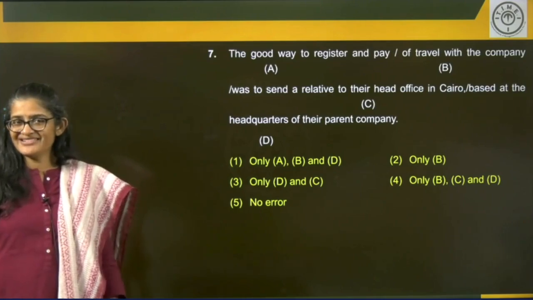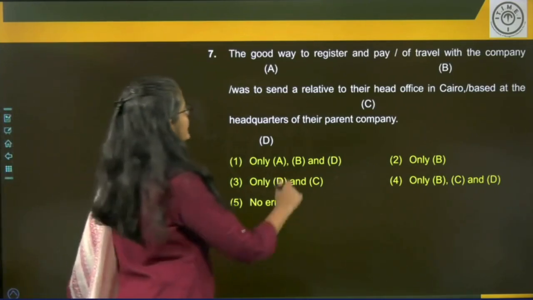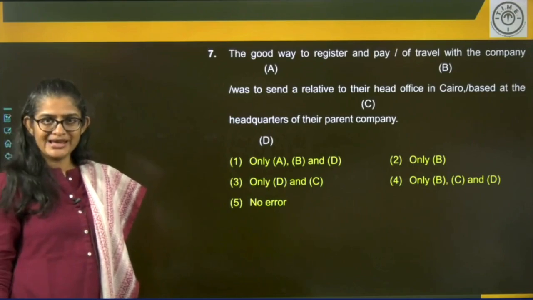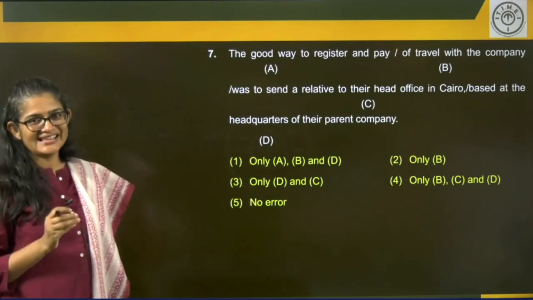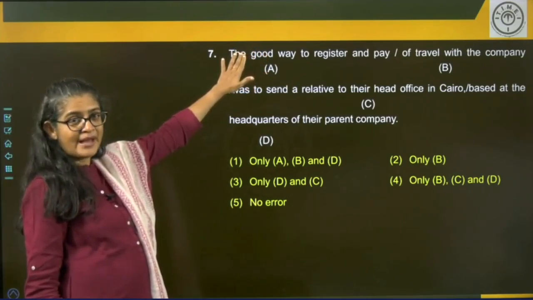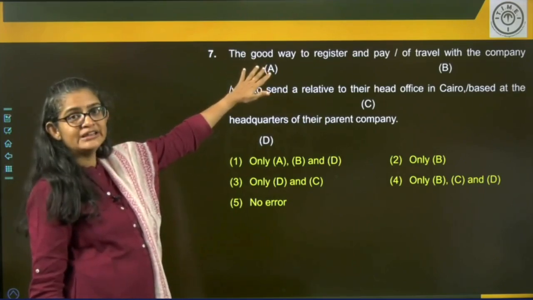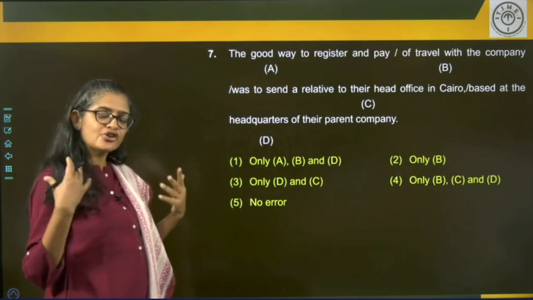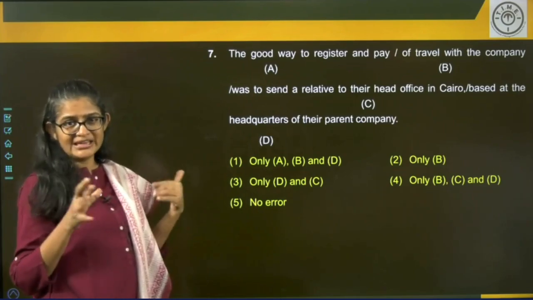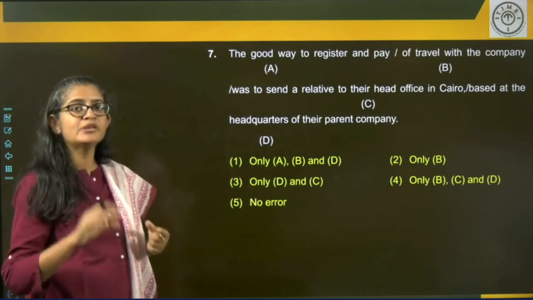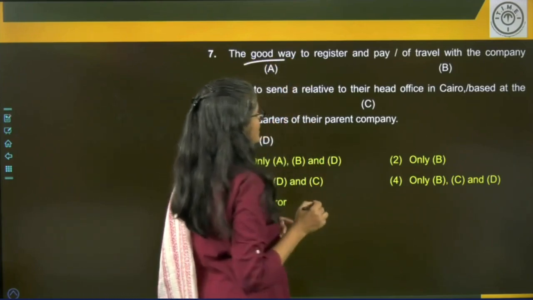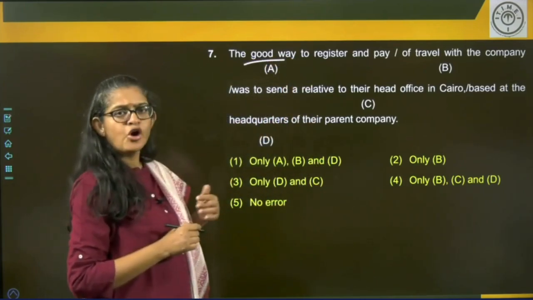Have you spotted the errors? Let's see. The good way to register and pay, which means all the other ways are bad ways? That does not make sense. So what do we need here? We need the comparative degree or we need the superlative degree. Here, since we are talking of many different ways, the possibilities are there of many different ways, but among them the best way, that is what we mean. So we need the superlative degree. The best way to register and pay off travel.